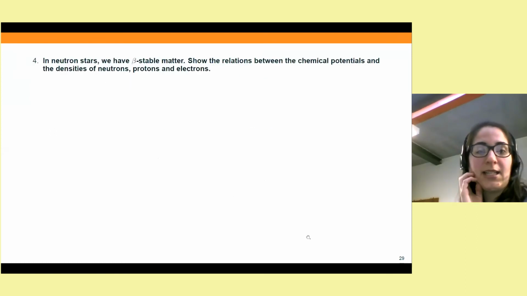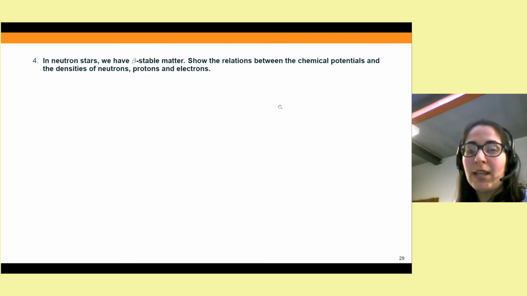So next they tell us that in neutron stars, as we know, we have beta stable matter. And we have to find the relations between the chemical potentials and the densities of neutrons, protons, and electrons that we have in neutron star matter. So in this case, we are considering that in neutron stars, we have neutrons, protons, and electrons, and we need them to have charge neutrality, right?